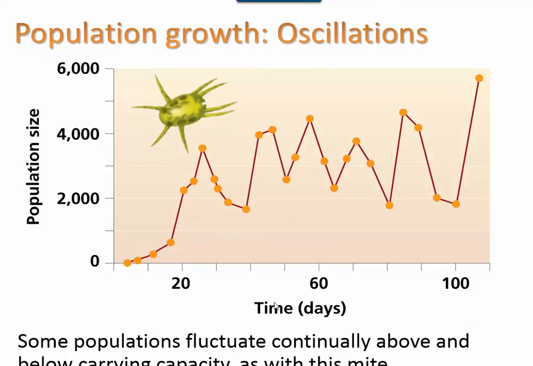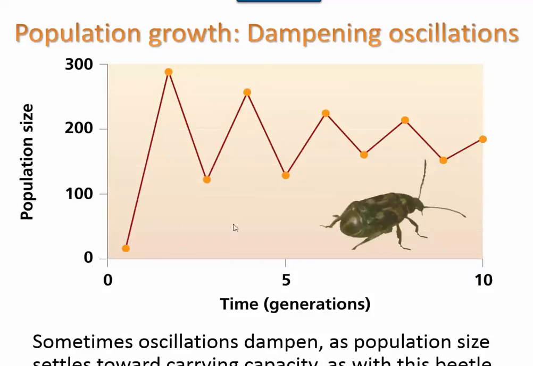Okay. Let's take a look at population growth, some oscillations. We saw something like this today in our deer population. Some populations fluctuate continually above and below the carrying capacity, as with this mite. So mites tend to show these oscillations, kind of a boom-bust cycle. And here's another example, where sometimes the oscillations dampen as population size settles toward the carrying capacity, as with this beetle.